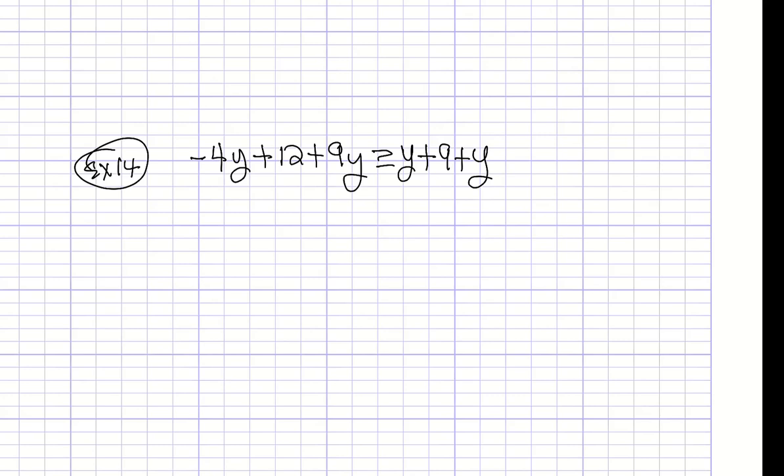So let's move to the next one, number 14. Okay, number 14, what is that? You read that there, right? It says -4y plus 12 plus 9y is greater than or equals to y plus 9 plus y. So don't let that confuse you. They're piling up y. When you move it to the same side, they cancel each other out. So don't let that look like it's too difficult. It's not difficult. Everything is still them adding stuff.